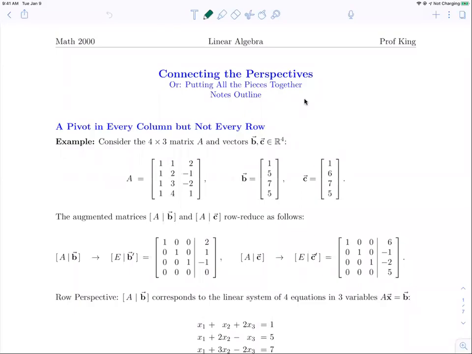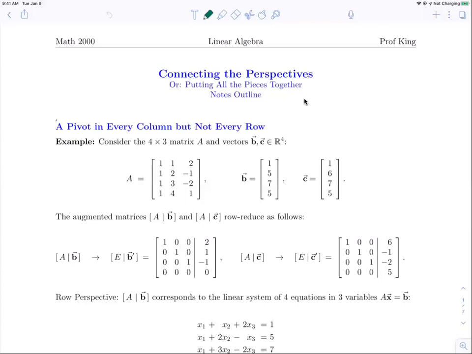Okay, hello. I wanted to get us back into this mindset of the different perspectives that we've seen in this course: the row perspective, the column perspective, the transformation perspective. I thought it would be nice to start with some examples. Remember that pretty much everything we've seen so far comes down to the question of whether or not there's a pivot in every column or a pivot in every row of our given matrix.